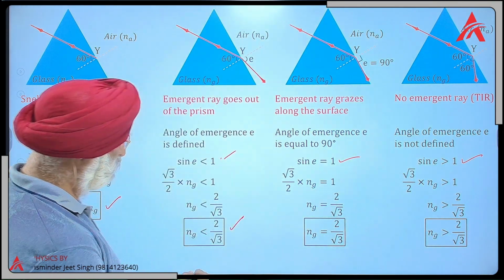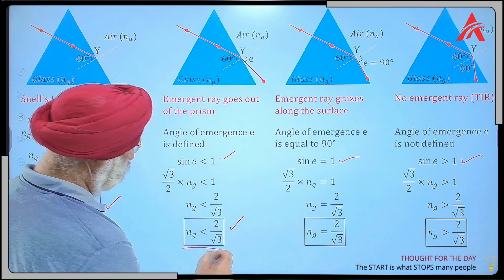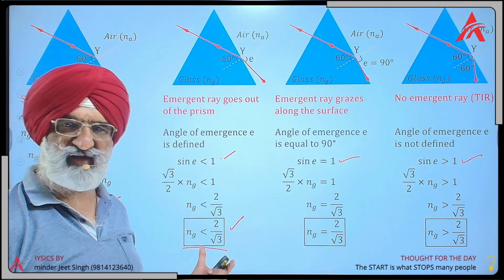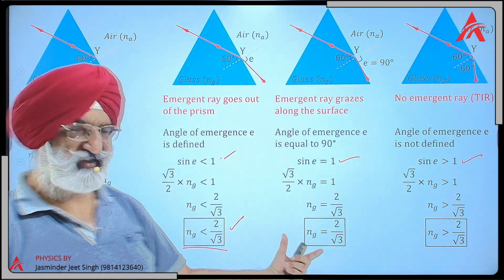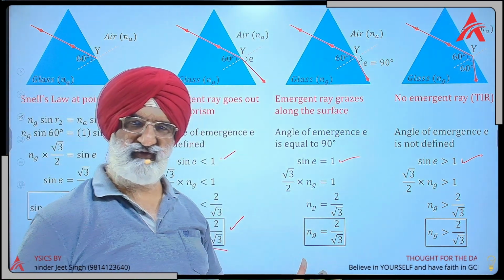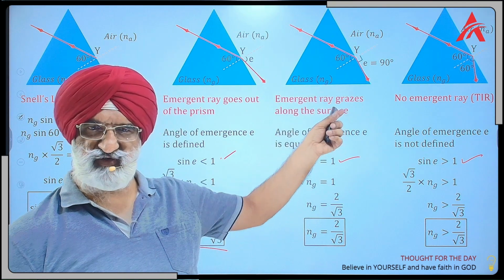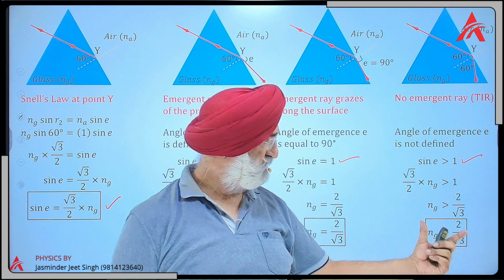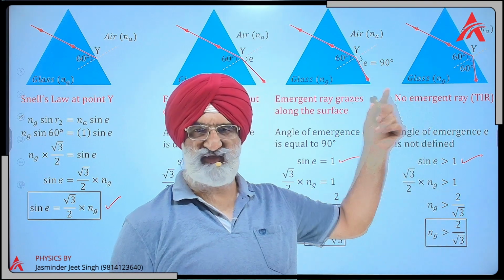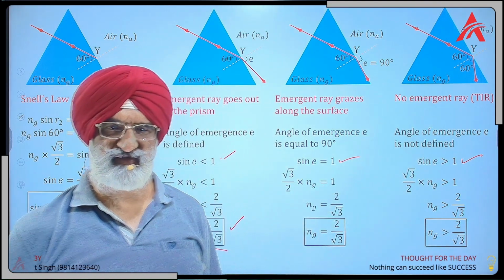Now these three are the conditions. One condition is that the refractive index can be less than 2 upon root 3, in which the emergent ray will go out. If the refractive index of glass is equal to 2 upon root 3, the emergent ray will graze along the surface of the prism. If the refractive index of glass is more than 2 upon root 3, in this case there will be total internal reflection.